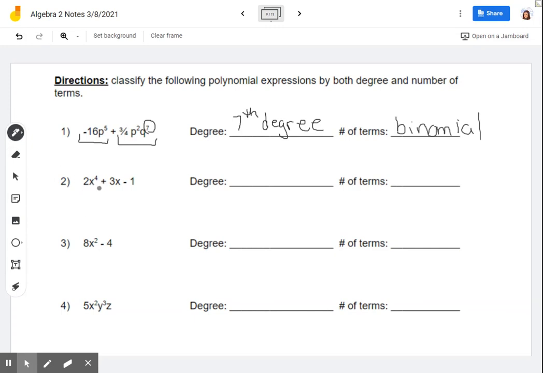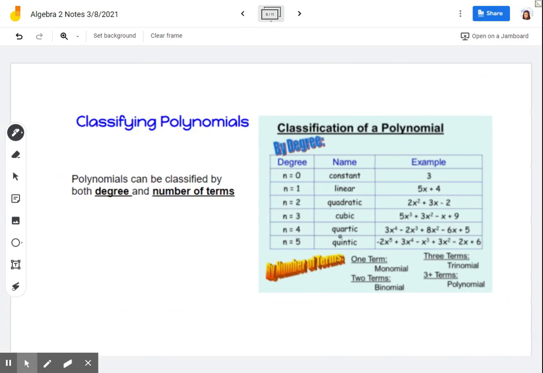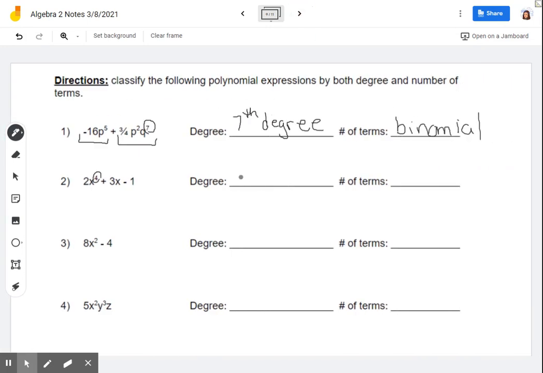For our next example here, our highest degree is a 4. So 4, if we turn back, is going to be quartic. So our degree is quartic. And number of terms, we're looking at 1 term, 2 terms, 3 terms. So 3 terms is going to be called a trinomial. Degree for the next one is a degree 2, so that's a quadratic. And we're looking for number of terms. So we have 1 term, 2 terms. So this again is going to be an example of a binomial.